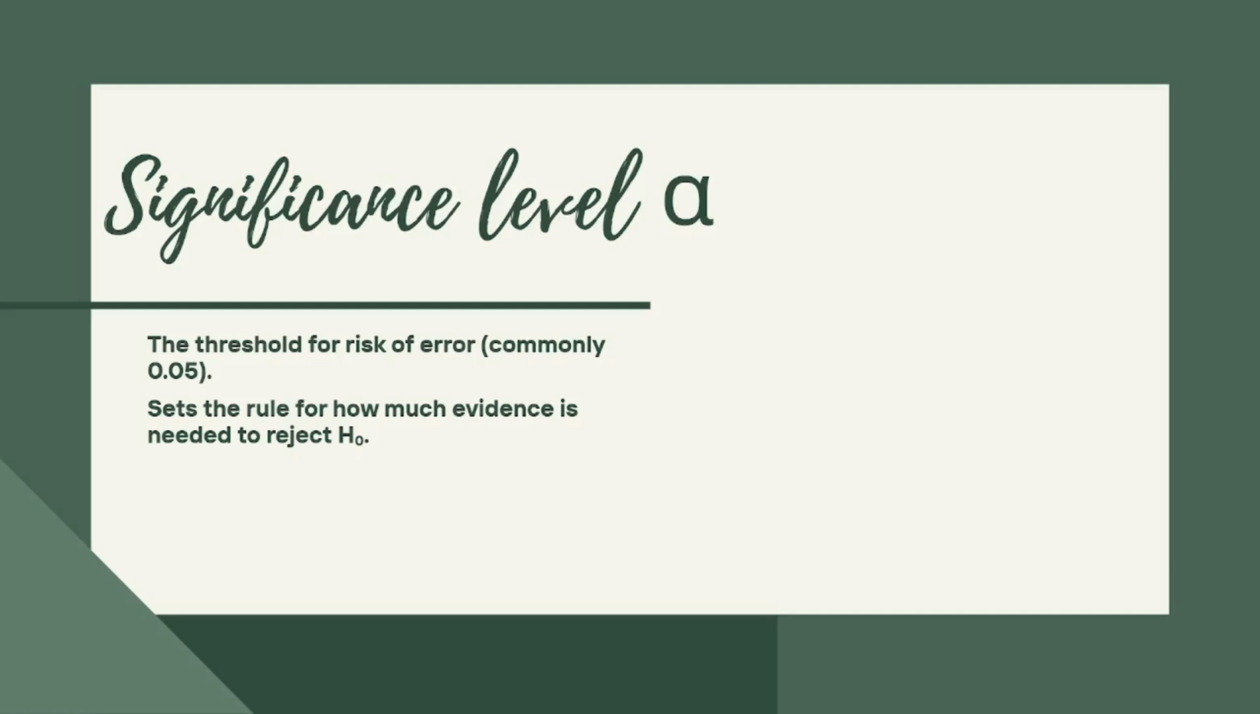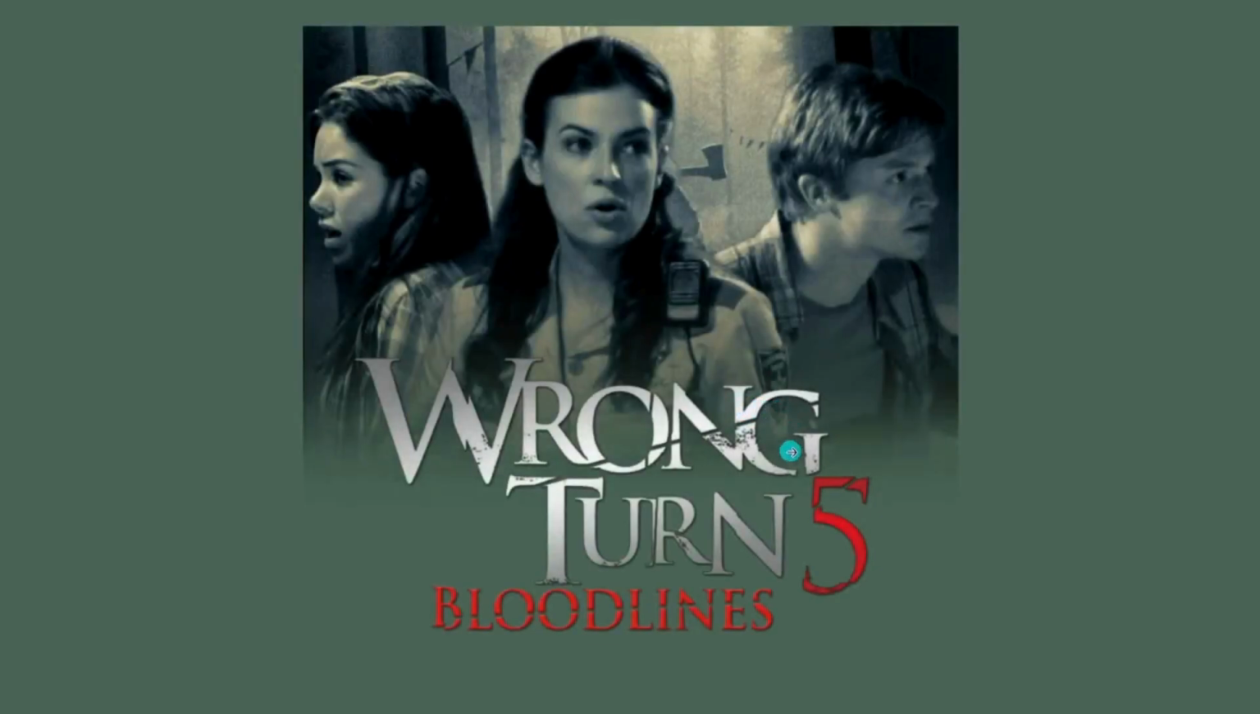Next one is the significance level alpha, which is the threshold for risk and error. We usually set it at 0.05, and it's the rule for how much evidence is needed to reject H0. Basically, if we set it at 0.05, we are saying that we accept that our result could have 5% error max, and if it surpasses 5%, we reject H0.